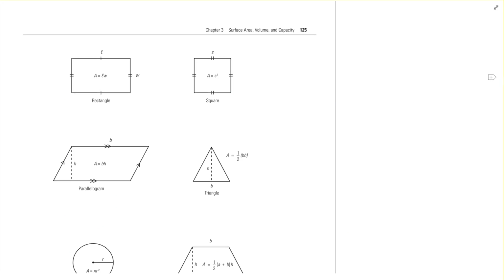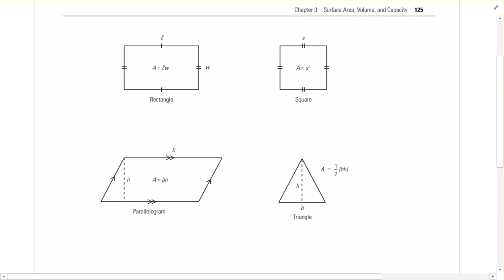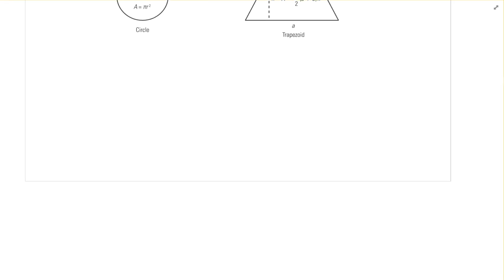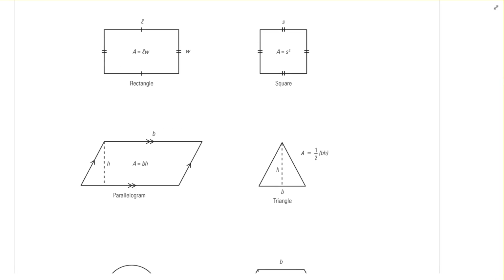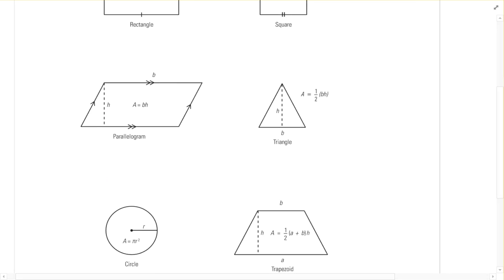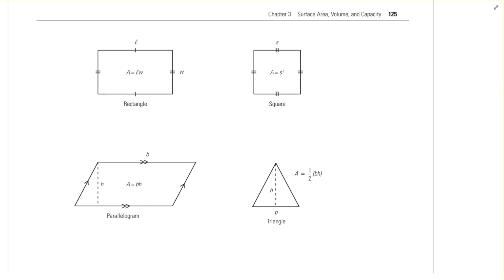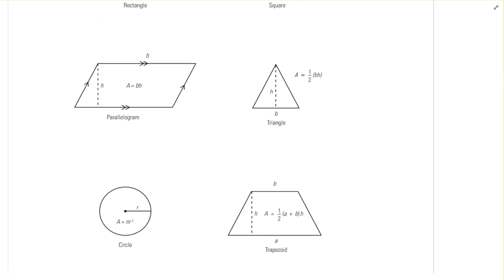You have this in your notebook too, and you're going to want to keep track of it. If you want to, you can take this page out so you can have it handy while you're doing the other ones. Just make sure you don't lose it. This is going to be like a formula sheet for all the different shapes that we're going to do.